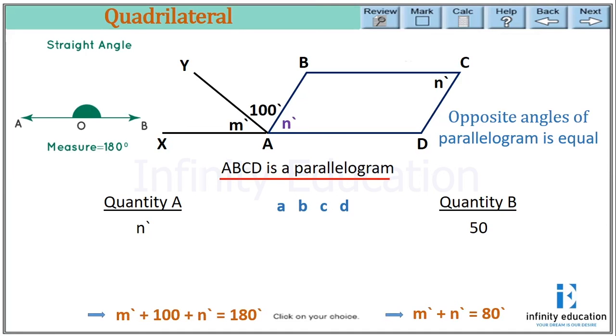Now if we consider M as 30, N must be 50, because M plus N is 80. So when M is 30, N has to be 50. And quantity B was given as 50, so both of them are equal. I can eliminate A and B. Now if I consider M as 10, I can have quantity A as 70, that is N as 70, because again the same, M plus N is 80, so with M as 10, N has to be 70. So quantity B has to be 50. Now quantity A is greater here, so I can eliminate C, and D is the answer to the question.